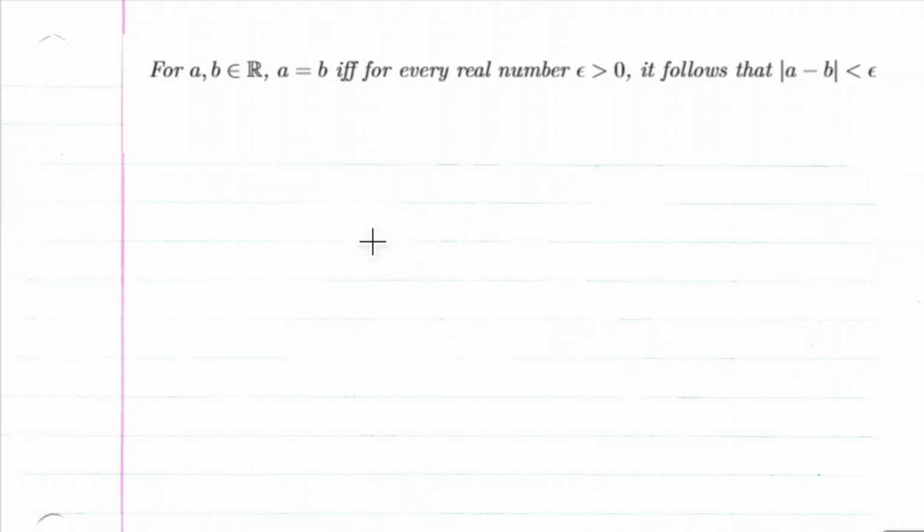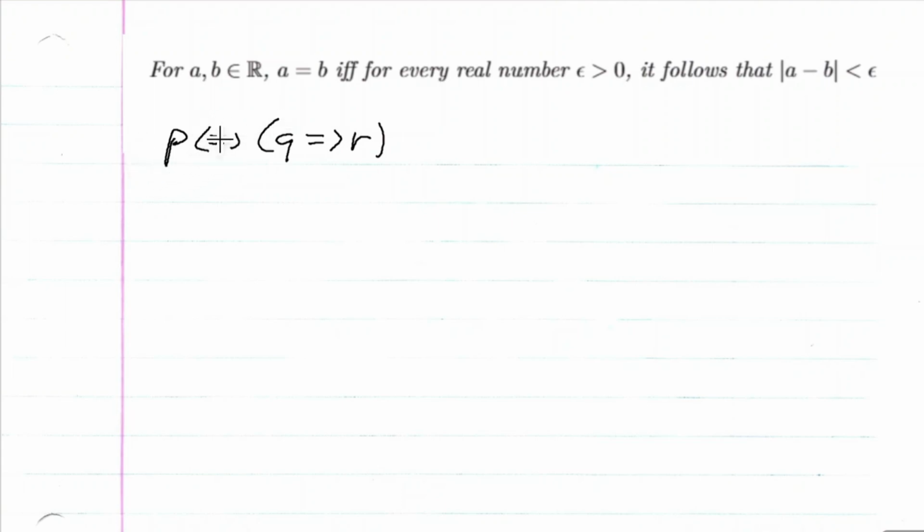Okay, so we're going to prove that for a and b in the real numbers, a is equal to b if and only if for every real number epsilon bigger than 0, it follows that the absolute value of a minus b is less than epsilon. Notice this statement is in the form P if and only if Q implies R, where of course P is a is equal to b, Q is for every real epsilon bigger than 0, and R is the absolute value of a minus b is less than epsilon.